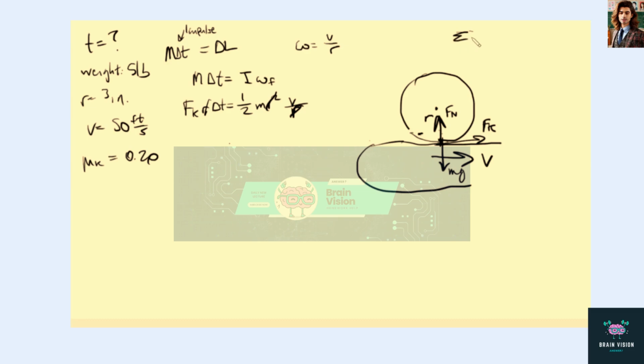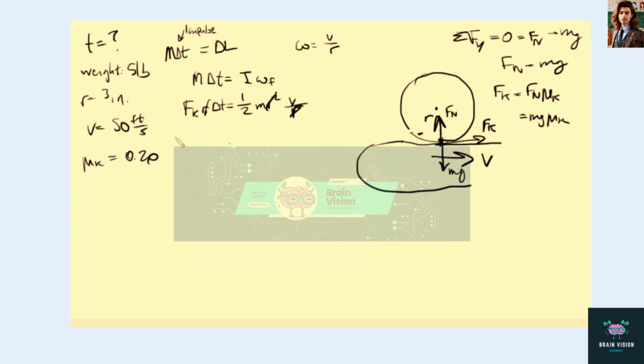So we know that Fy, the net force in the y direction, is equal to 0. So it's also equal to Fn minus mg, as you can see from the diagram. That means that Fn is equal to mg. We know that the kinetic frictional force is given to us by Fn times the coefficient of kinetic friction, which means that it is mg times the coefficient of kinetic friction.